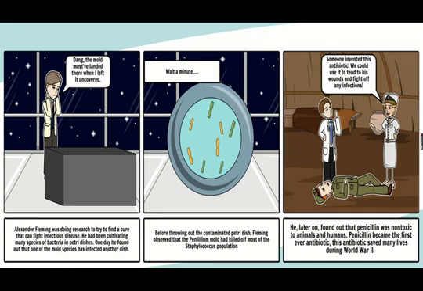Later on, it was found that penicillin was non-toxic to animals as well as humans. So, it can be used for curing the bacterial infections in animals and humans. Thus, penicillin became the first antibiotic to be discovered. This antibiotic saved many lives during World War II.